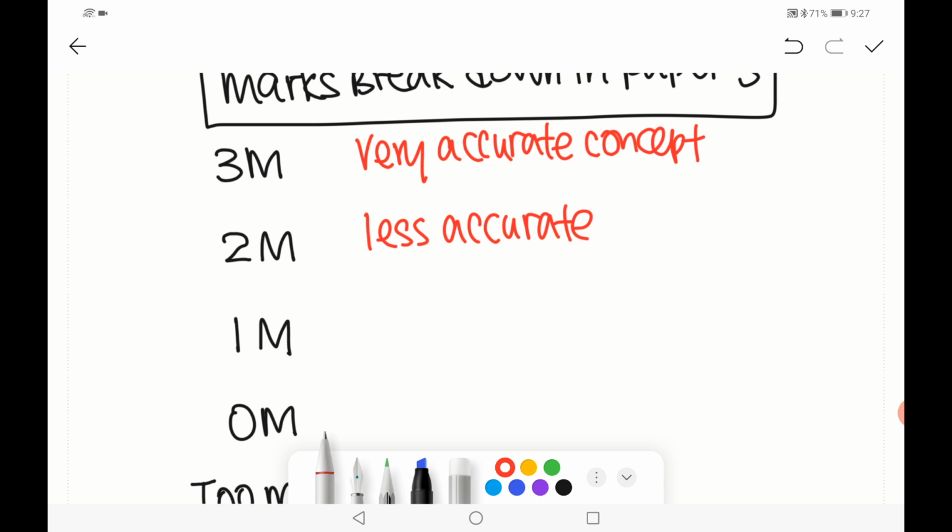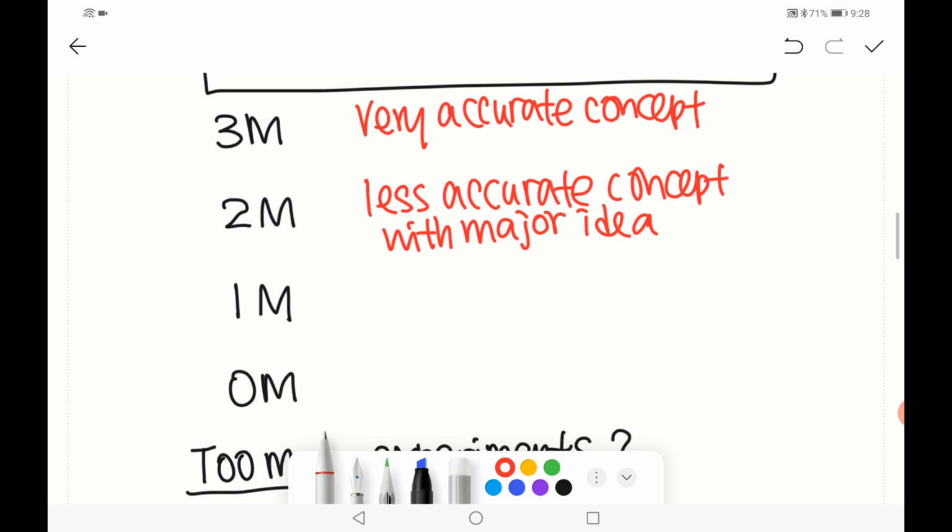If you have a less accurate concept, but you still get most of the idea, the major idea of it, you will still get 2 marks. Which means that you know something, not everything, you still get 2 marks. You get 1 mark when you have a weak concept. You are not totally blank, you still know a little bit, so you will get 1 mark.